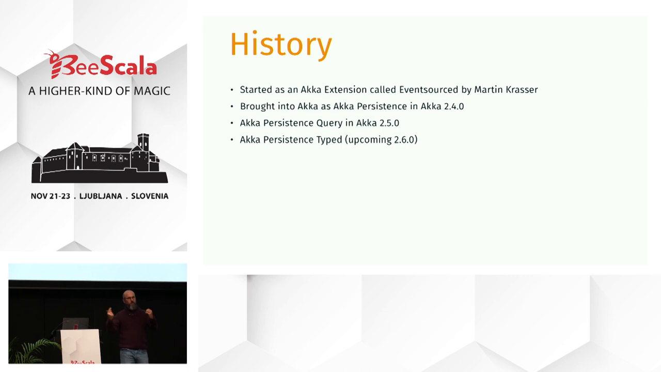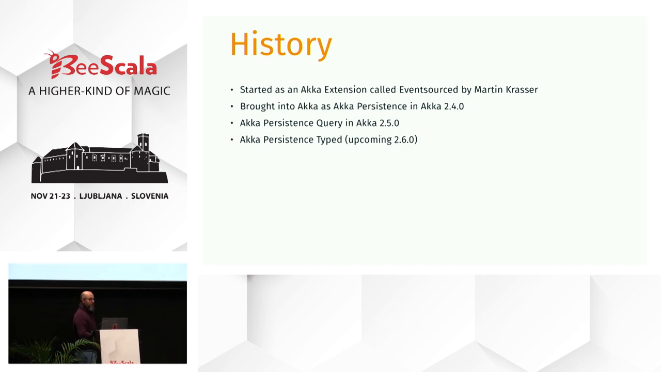So what Martin Krasser did was create an extension that would use a plugin. I think the first implementation was a Cassandra plugin, which is still out there and is now even developed by Lightbend. That plugin does event sourcing in Akka: whenever you have a message, you can emit events that will be persisted in a journal. Then when you reinstantiate that actor, we replay those events and recreate the state of that actor. That's just the basics of event sourcing, and that's what this extension was doing.